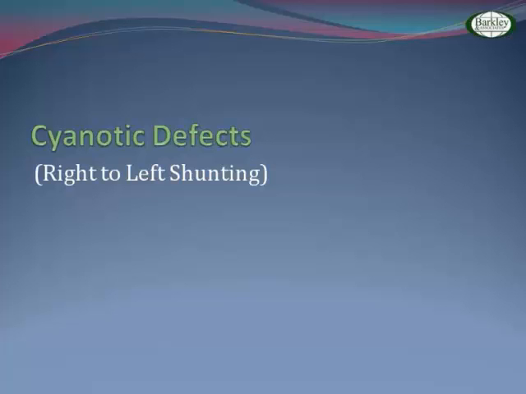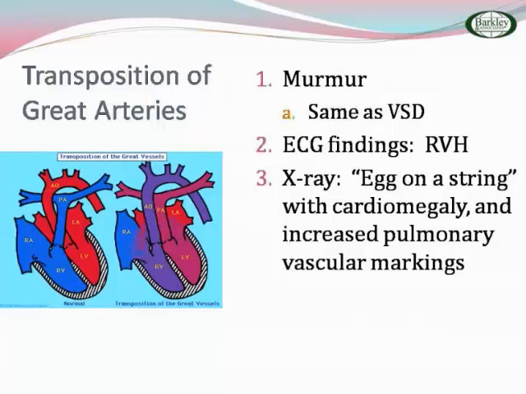All right, so let's move now to cyanotic lesions. And this is where you have that right side shunting away from the lungs out into the system, so you're going to have more cyanosis and less oxygen availability. Here's an interesting one, transposition of the great arteries. So this means that there's a murmur same as a VSD. And what is the murmur of a VSD? Holosystolic, right? And it's going to be in the left lower sternal border.